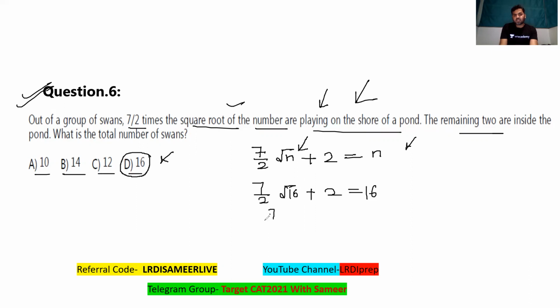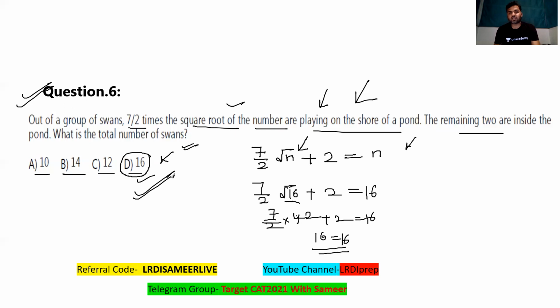Now if I say the total number of swans is equal to 16, right? Root 16 is 4. This will cancel the 2. 7 into 2 plus 2 is 16. That is, 16 is equal to 16. So this option satisfied it.